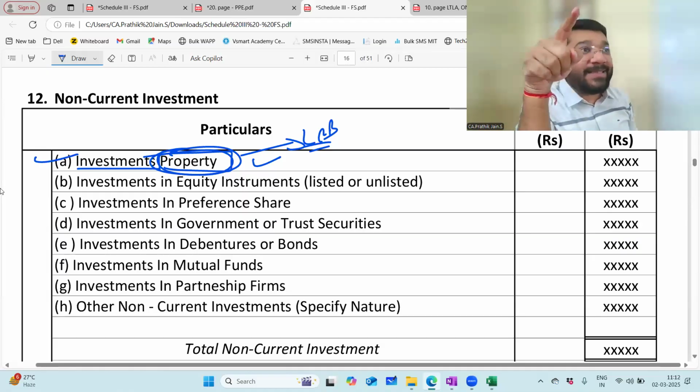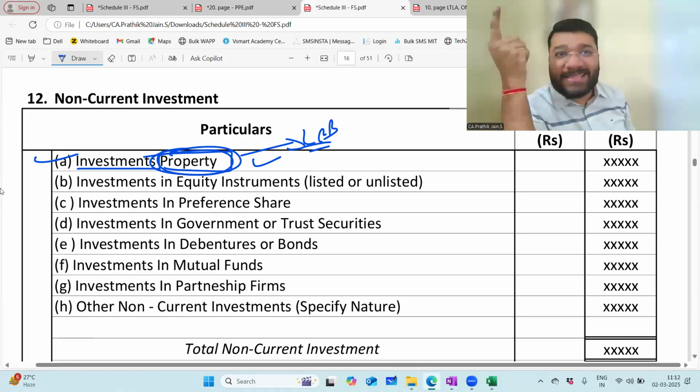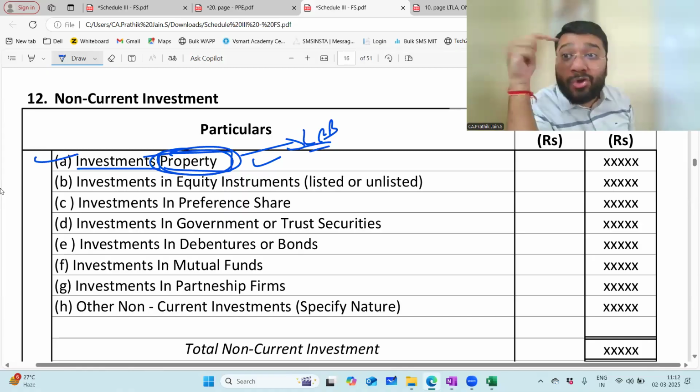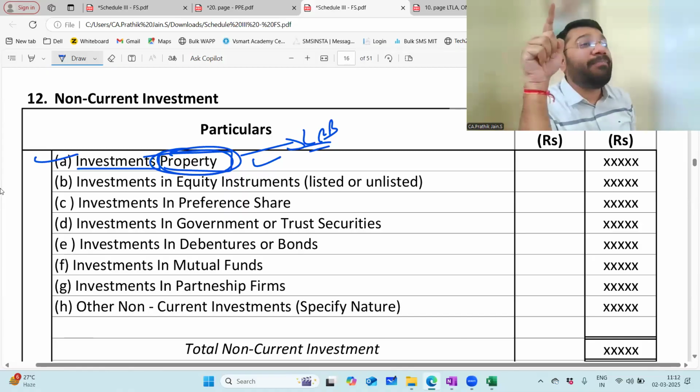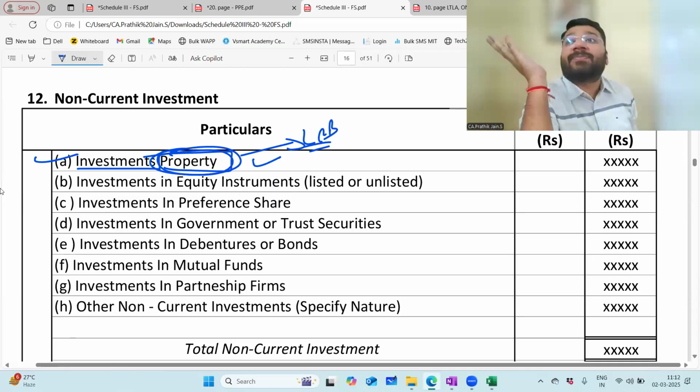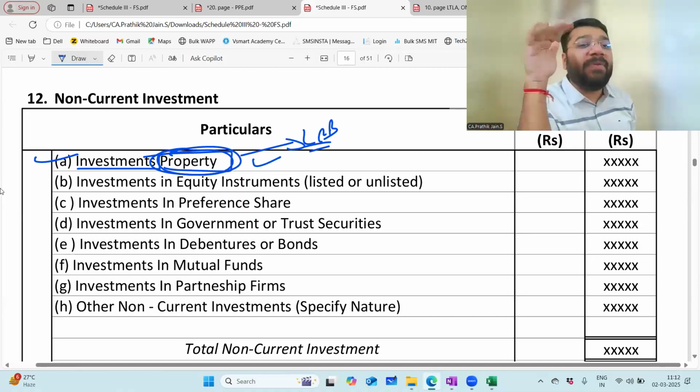When you're using that asset for the furtherance of your business, from where you're going to derive the benefit for the core purpose of the business, that property is your tangible asset, property, plant, equipment. So what is the property here? You purchase this property, you want to just keep it for investment purpose. Investment in property means you want to generate returns out of it.